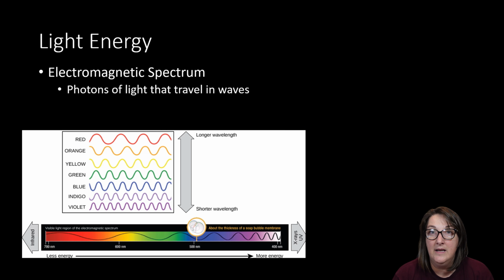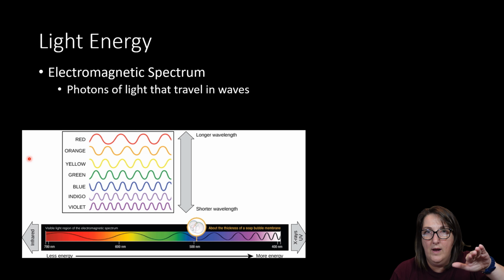So let's talk about light energy for a second. Light, it affects the plant. Light has to go into the plant to start this process. So we look at this electromagnetic spectrum. These are photons of light. So light comes in different waves. So when we see red as a very flat, very wavy line, when it hits our eyes, we see that color as red.